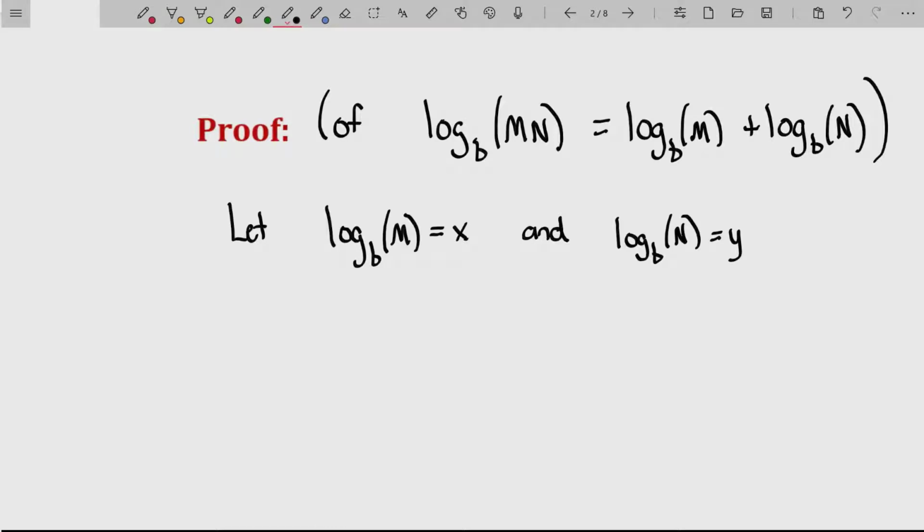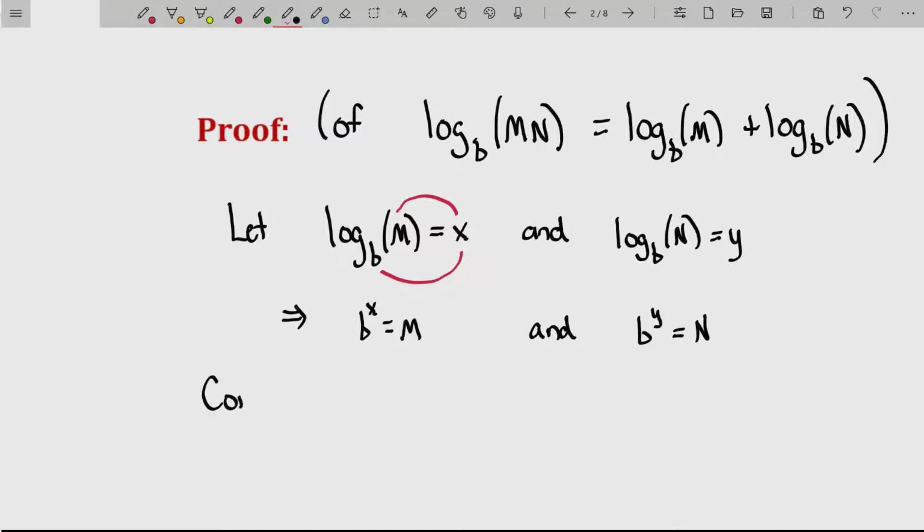By the way, this implies by the definition of a logarithm, if you use the circular argument, that b raised to the x is the same thing as m, and b raised to the y is the same thing as n. Again, I don't know what x and y are. Moreover, I don't know what log base b of m or log base b of n are, so I just call them x and y respectively. All right, so now let's start our proof.